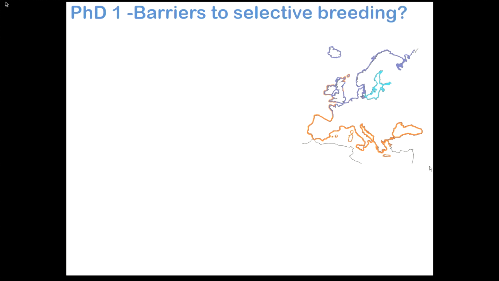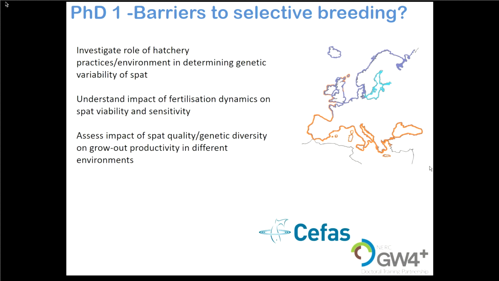And as part of that, I've got two PhDs running, one on selective breeding and barriers to that. This is the PhD student who's taking a slightly different approach. So she's looking at selective breeding from the outside, assuming everything's perfect with the genetics, of course it's not.